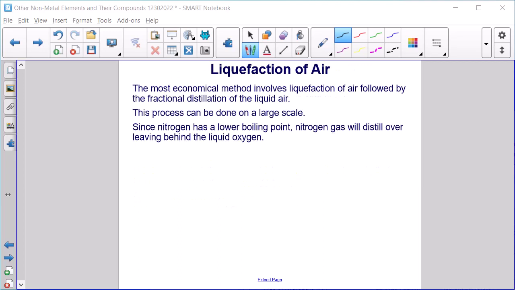Liquefaction of air. The most economical method involves liquefaction of air, followed by the fractional distillation of the liquid air. This process can be done on a large scale. Since nitrogen has a lower boiling point, nitrogen gas will distill over, leaving behind the liquid oxygen.